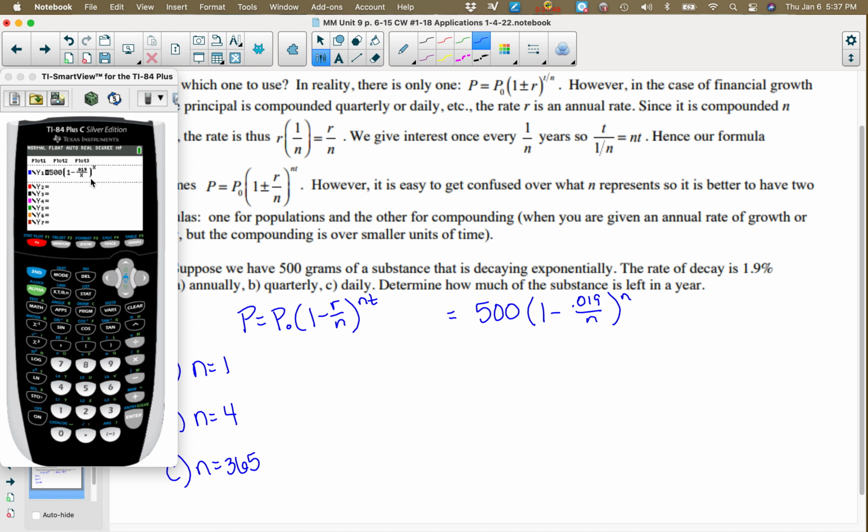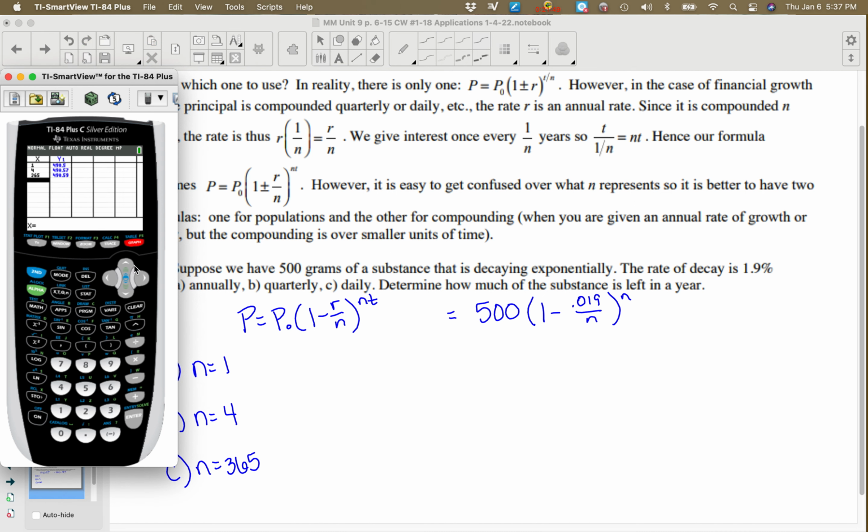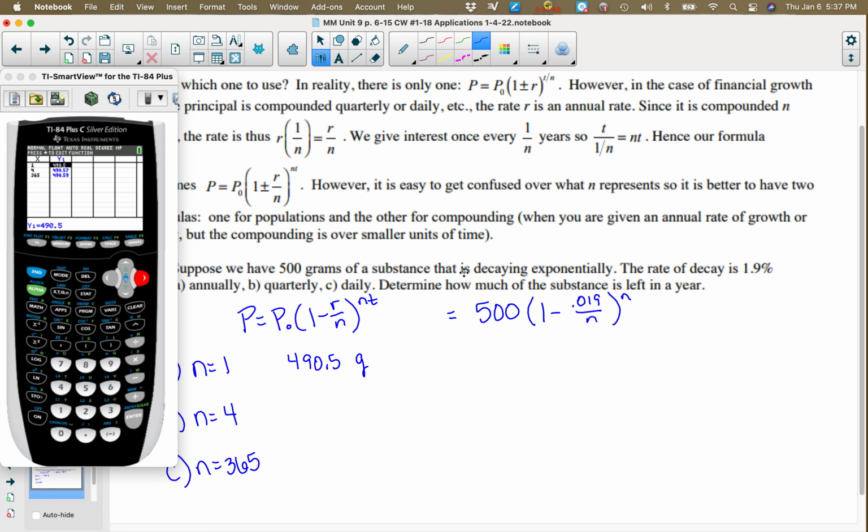So here it is in my calculator, and when I go to my table, I see that I get these values. So we have 490.5, and this would be grams. That's how much is left. So this is always telling me the part that is remaining. If I needed to know how much had decayed, then I would have to do 500 minus that.